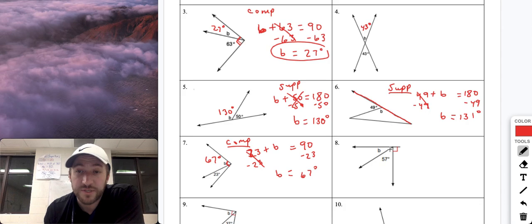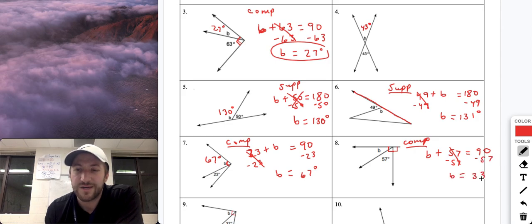This one right here, once again, we're dealing with 90 degrees, all right? So these are complementary angles. So when I add these two together, they should give me 90 degrees. b plus 57 is equal to 90. I'll subtract 57 on both sides. And b is equal to 90 minus 57, which is 33 degrees. Go double check. 33 plus 57. Yep, we get 90. Excellent.